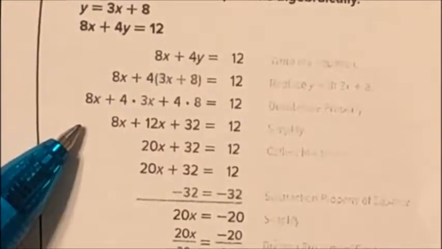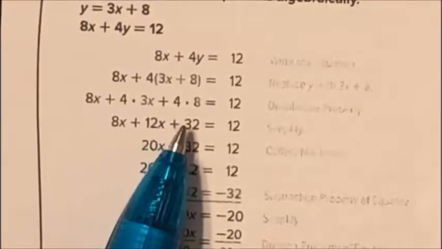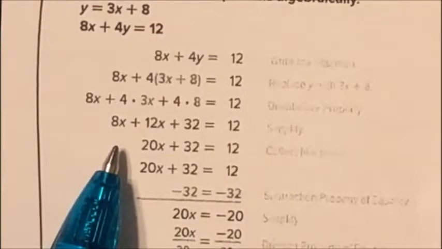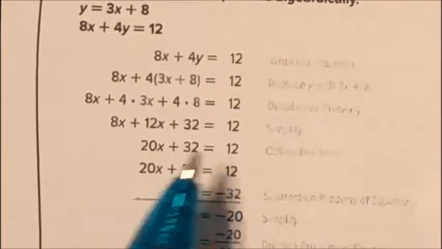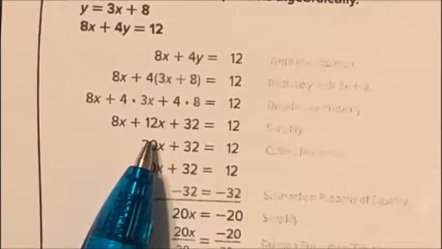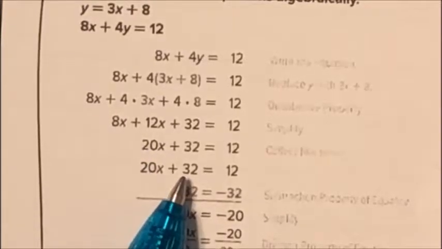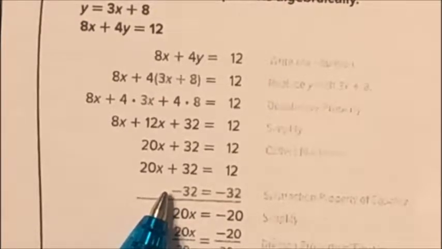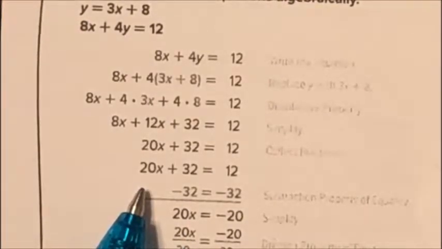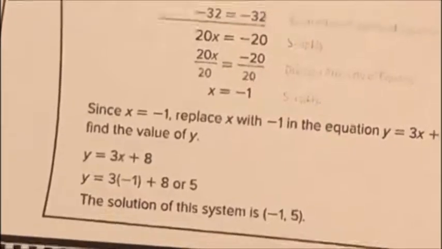Use the distributive property. So I get 8x plus 4 times 3x plus 4 times 8 equals 12, which simplifies to 8x plus 12x plus 32 equals 12. 8x and 12x are like terms, so I can add them together. 8 plus 12 gives me 20, so I have 20x plus 32 equals 12. I subtract 32 from both sides, so I get 20x equals negative 20. And then I divide both sides by 20, so x equals negative 1.